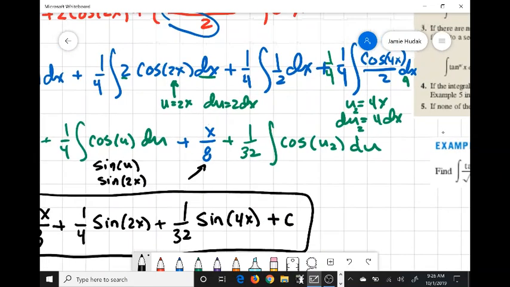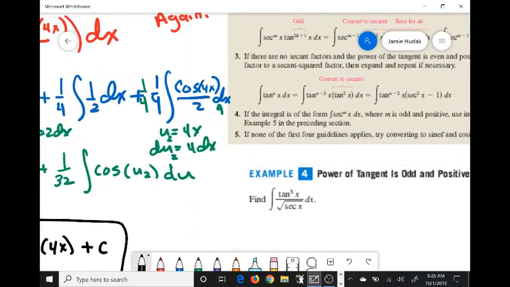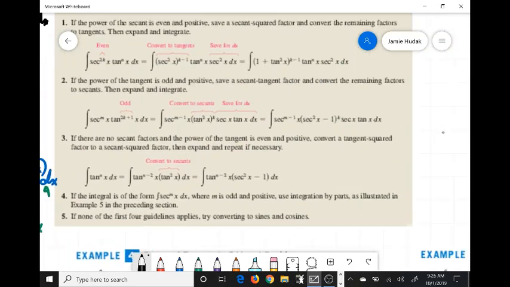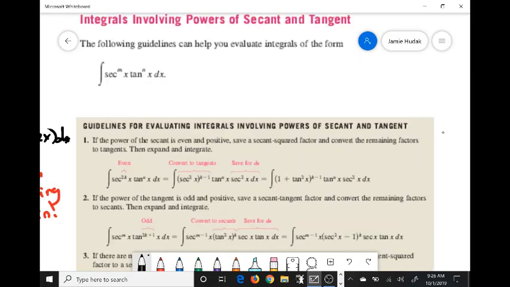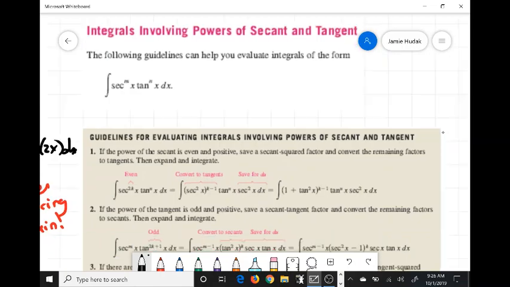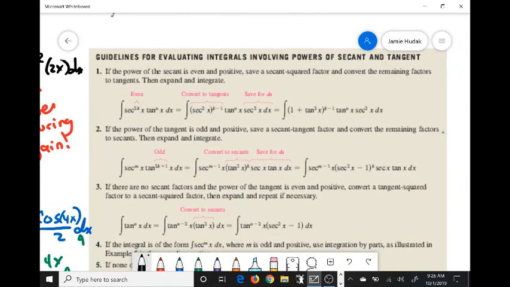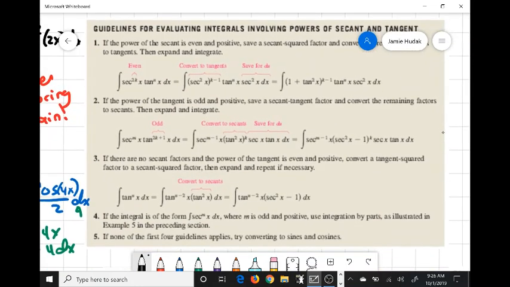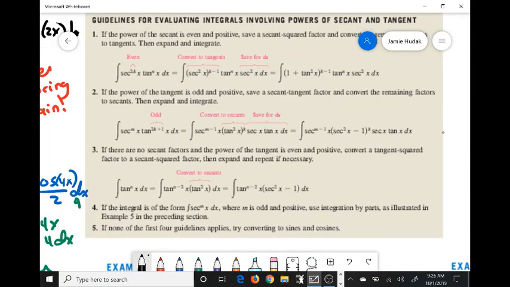All right, so that's everything that we're covering on sine and cosine with our examples. Next, we have our secant and tangent examples. So these next examples are going to focus on powers of secant and powers of tangent. Again, the textbook has guidelines. If you want to memorize them and use them, that's fine. I'm going to go through the problems trying to make sense of why we're making the choices that we make, not just following a set of rules that are memorized.